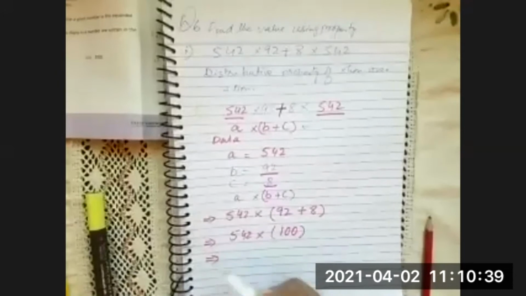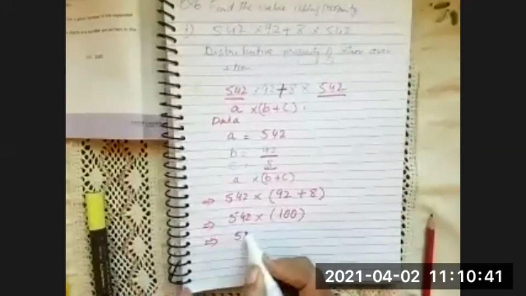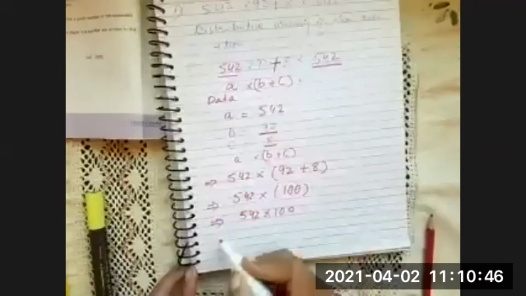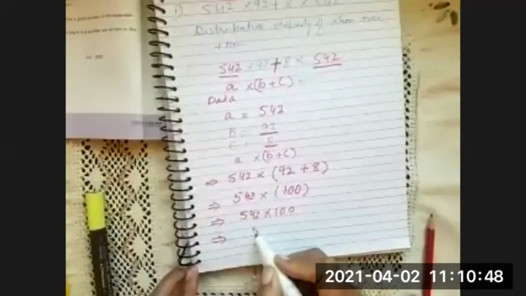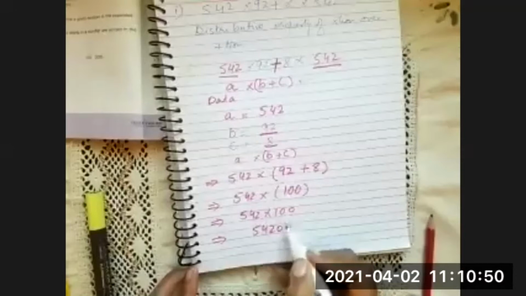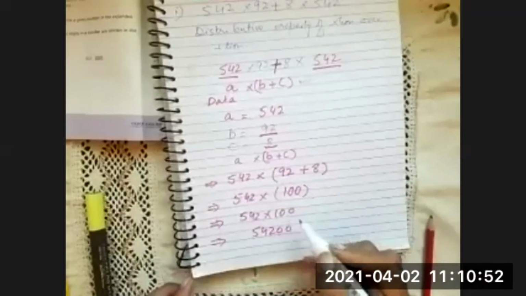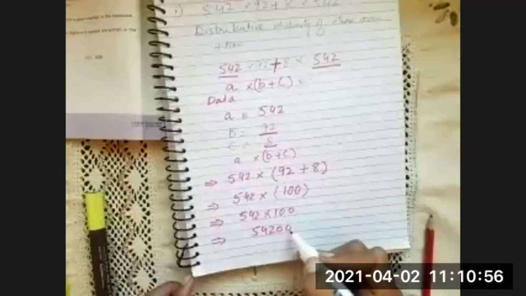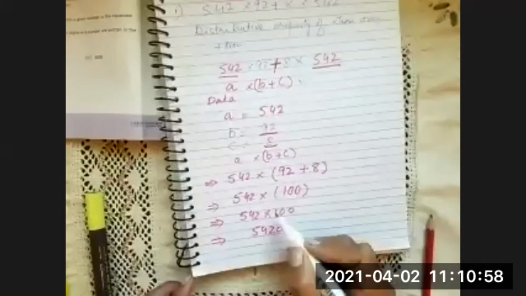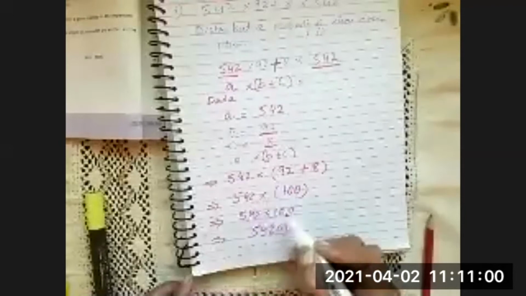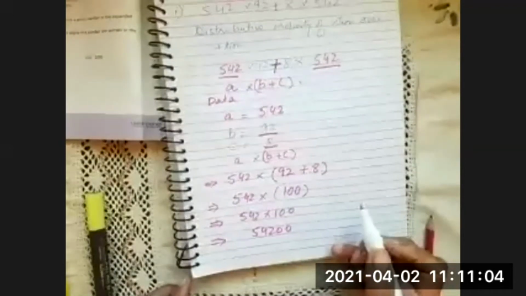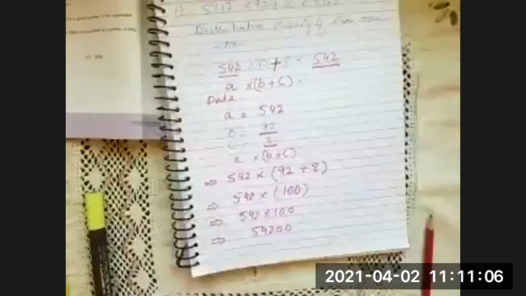Now, in the next step, we will multiply 542 with 100, and to get our answer, 54200. As we are doing multiplication by 100, add 2 zeros to the very right side, and then 1 2 is 2, 1 4 is 4, and 1 5 is 5. Single line multiplication by the hundreds and tens.